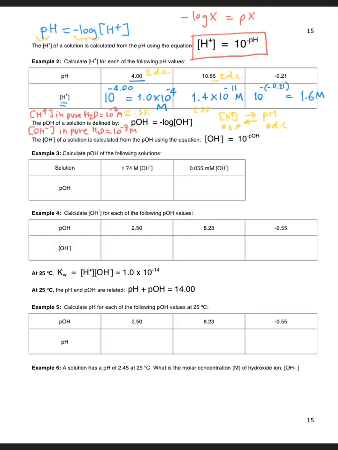Same thing for the last pH, right? So this last pH is a very, very low pH. That's why the concentration of protons comes out to be a lot higher than the concentration of protons in pure water.